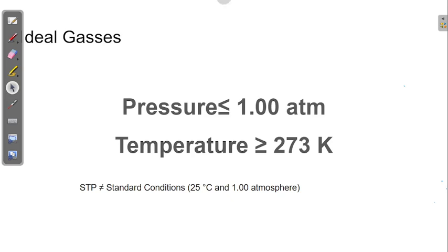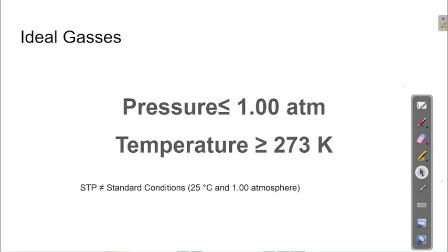So ideal gases. The pressure will be smaller or close to 1 atmosphere, so small pressure, and temperatures have to be bigger or close. It can be tiny, just bigger. It cannot be lower than 273 degrees Kelvin, which is 0 degrees Celsius.